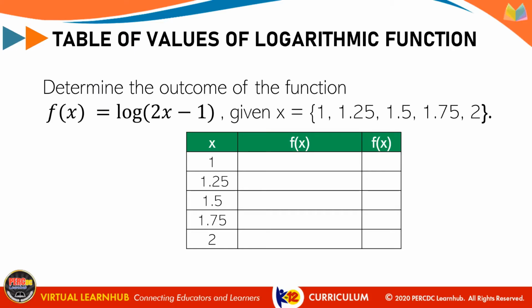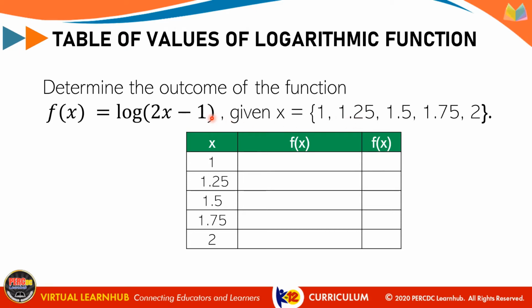For our last example, let's supply the missing values. Determine the outcome of the function f of x equals log of 2x minus 1. We can see here that the base is not indicated, so we can assume that it is a common logarithm, or a logarithm with base 10, given that x is equal to 1, 1.25, 1.5, 1.75, and 2.